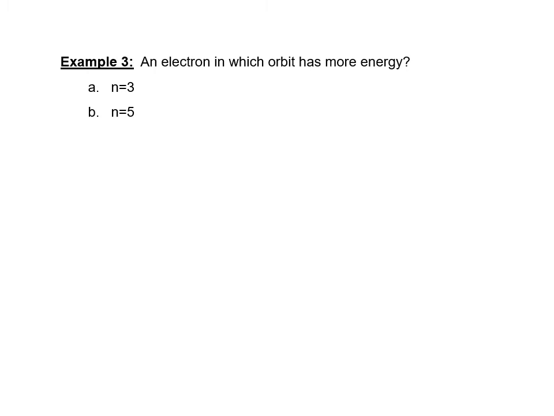And here's the last one, an electron in which orbit has more energy? Remember we said the farther they get from the nucleus, the more energetic they are. So an electron in n equals 5 has more energy than an electron in n equals 3.